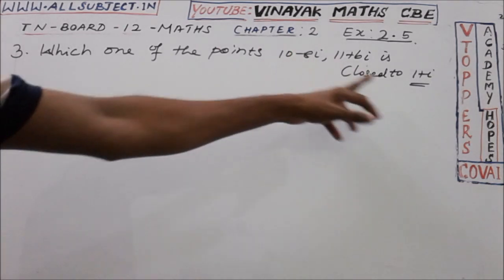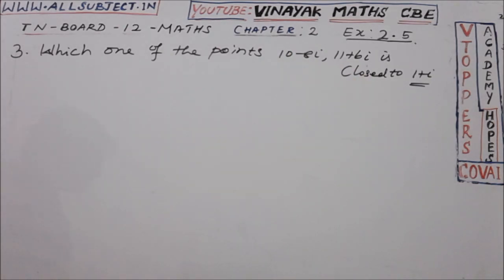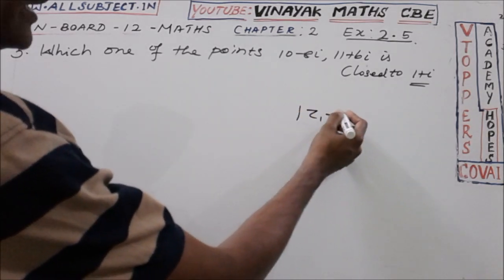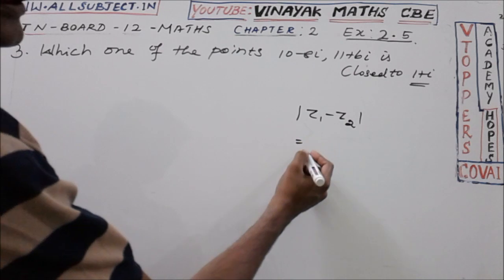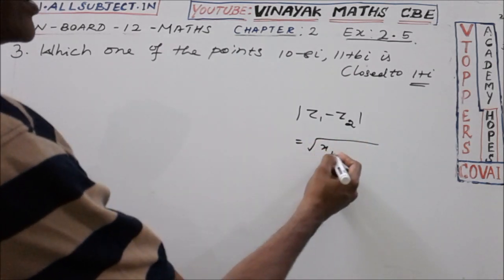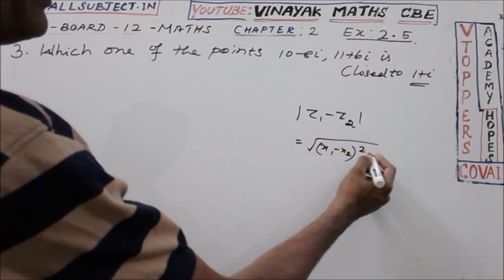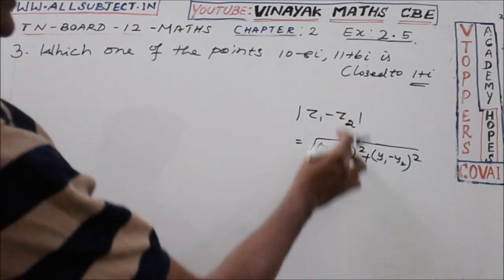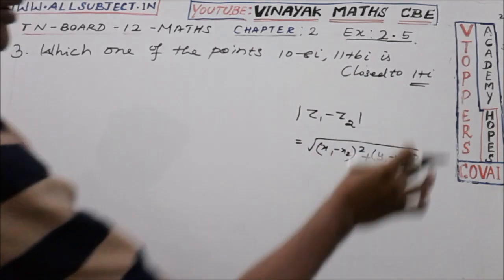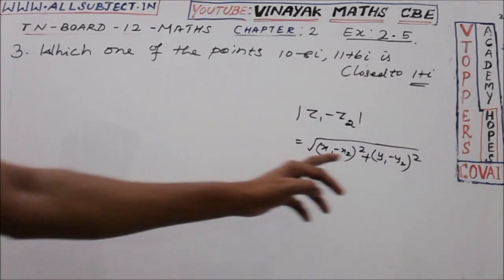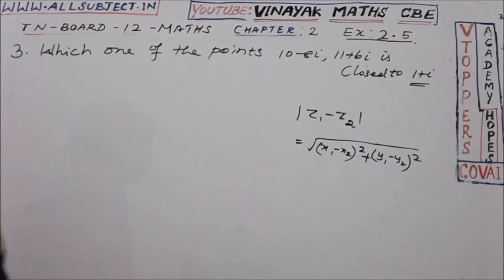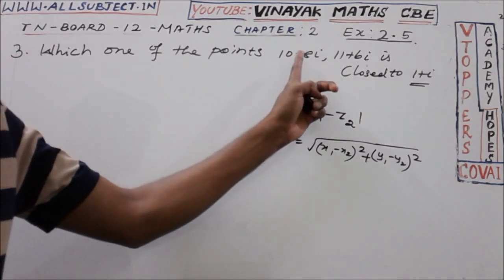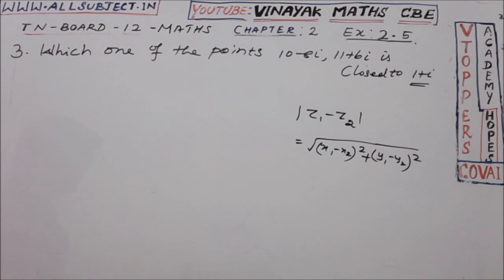To calculate the distance we have the distance formula between two complex numbers: modulus of z1 minus z2 is equal to root of (x1 minus x2) whole square plus (y1 minus y2) whole square. Here x1, x2 are the real parts of the first and second complex numbers. Y1, y2 are the imaginary parts of the first and second complex numbers. So now finding the distance between 10 minus 8i and 1 plus i first.